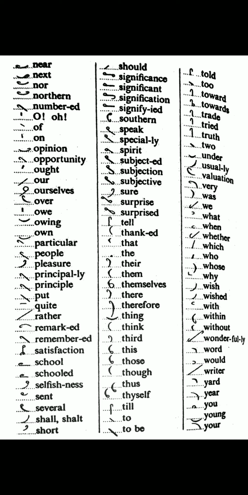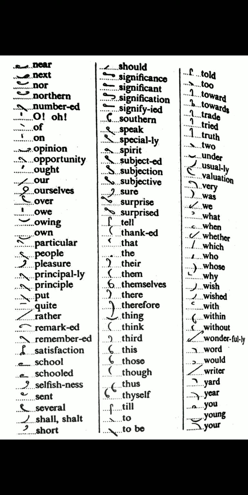Same outline halved on the line for schooled. S circle downward ish on the line for selfish and selfishness. S circle and halved above the line for sent. S circle V on the line for several. Downward ish on the line is used here for shall or shalt. Ish with R hook halved above the line for short.